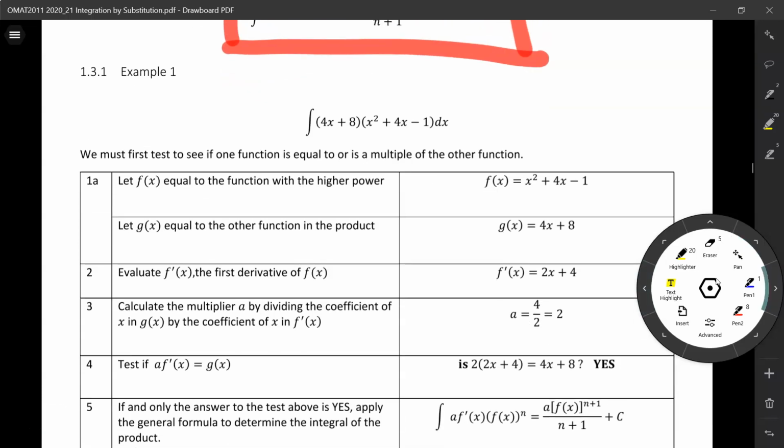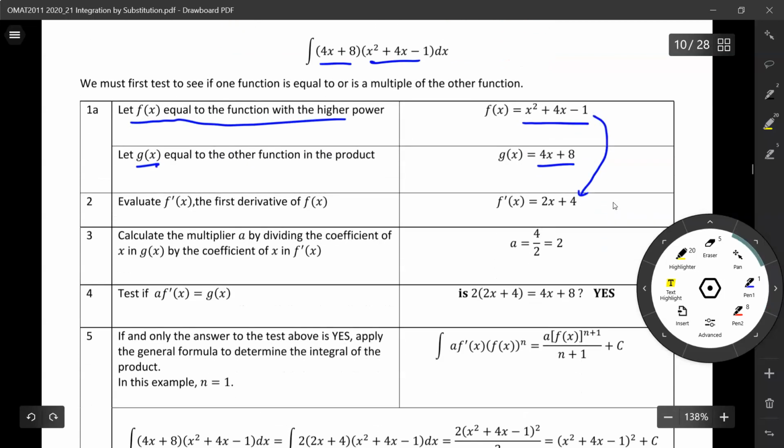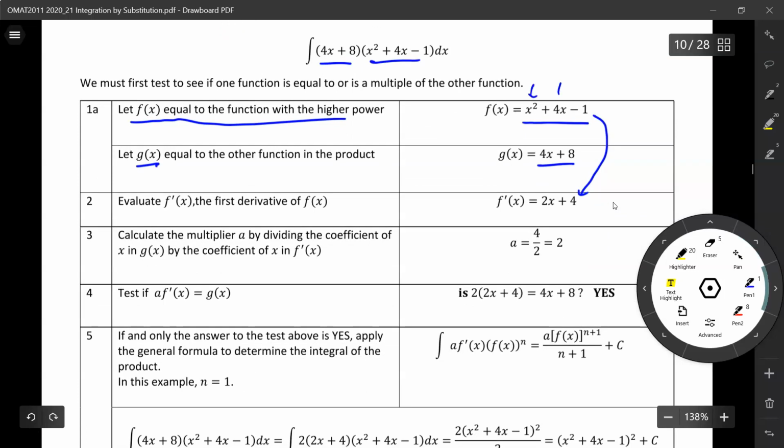So if we look at this, we have a product here. This is your methodology. Step number 1, let f(x) equal the function with the higher power. So f(x) is equal to x squared plus 4x minus 1. Let g(x) equal the other function, 4x plus 8. Then evaluate the first derivative of f(x), so we get 2x plus 4.